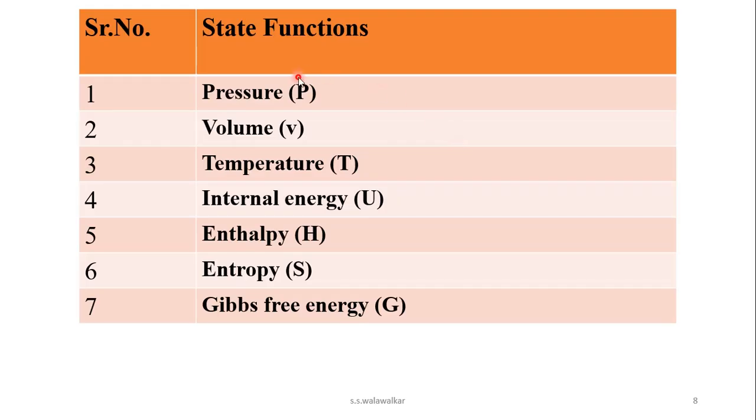So here is a list of some state functions. Pressure, it is indicated by P. Volume, it is indicated by V. Temperature, it is indicated by T. Internal energy is the total energy of the system, and that is indicated by U. Enthalpy, that is the heat content of the system at constant pressure, that is indicated by H. Entropy, it is a measure of disorder, indicated by letter S.